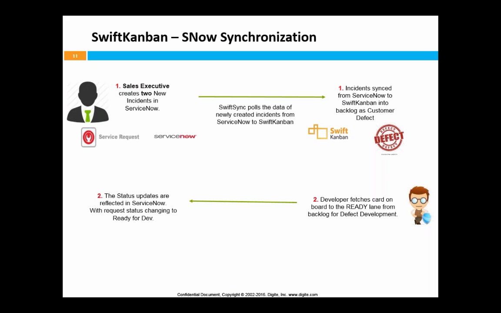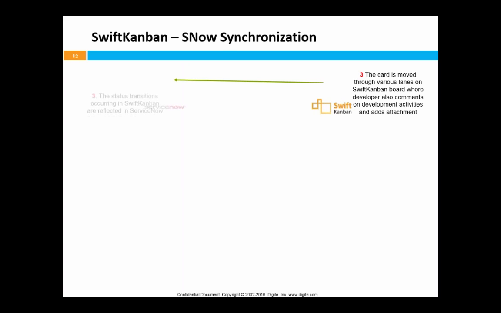So once the defect is marked as in progress in ServiceNow, the sales executive will get an update that the customer defect which we logged earlier is actually getting started. Developers have already assigned it to the respective person and the work is in progress. Once the work for that particular defect is completed, developers will go ahead, provide comments, and shift it into the done lane, or archive the cards from the board, and the same status changes will go back into ServiceNow.